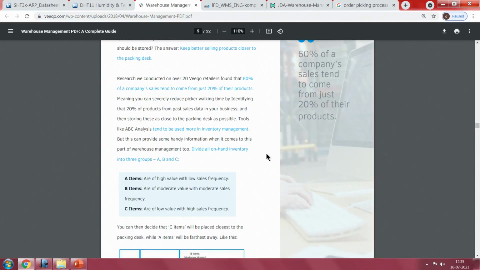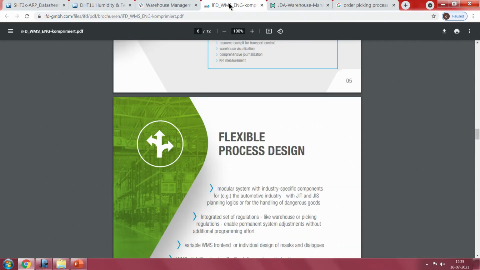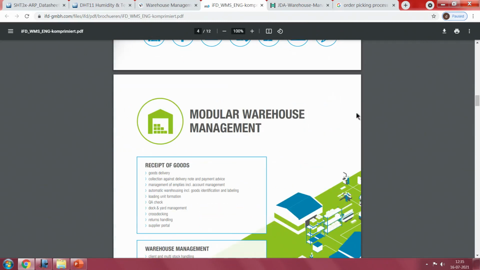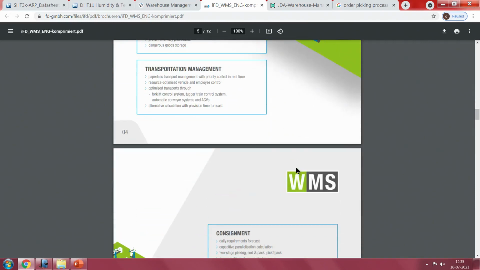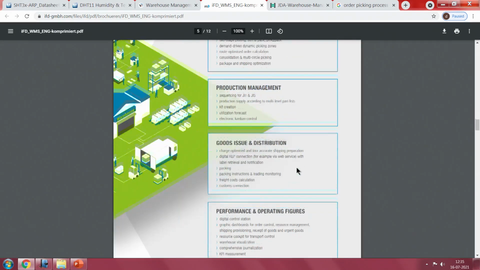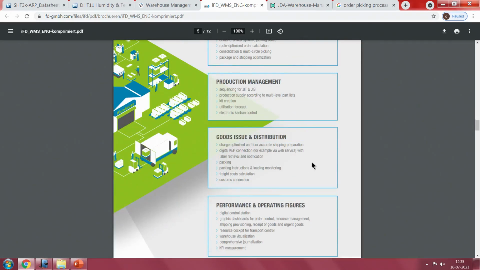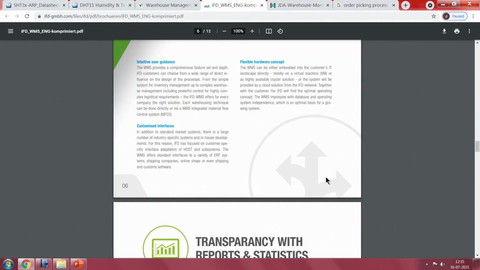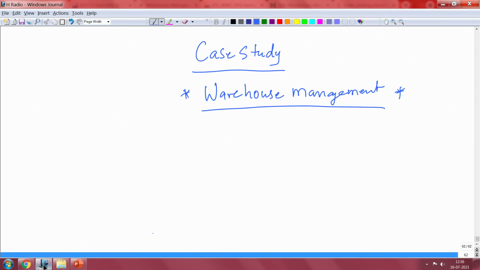So, this is a very important document and you can spend some time, it is a high level document, it will tell you something nice about the warehouse management. There is a similar document which also talks to you about modular warehouse management, receipt of goods, warehouse management, transportation, consignment, production management, goods issue and distribution, performance and operating figures and so on. I would say topmost priority is to understand the use case.